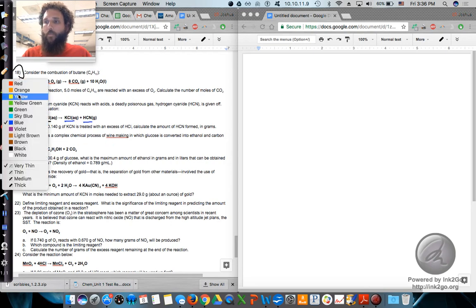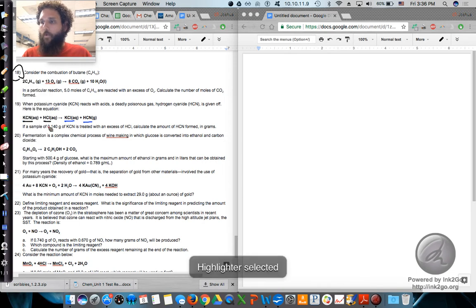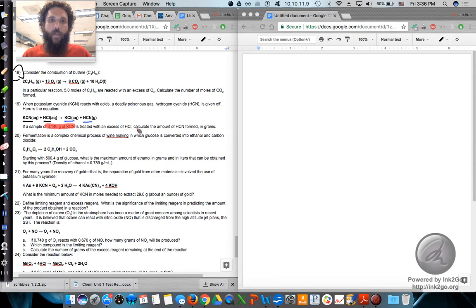And then we can look at the actual problem. It says if we have a sample of 0.14 grams of potassium cyanide is treated with excess hydrochloric acid, calculate the amount of hydrogen cyanide gas that would be formed in grams. So this tells me it is a mass-to-mass stoichiometry problem. All right, let's put that over here.